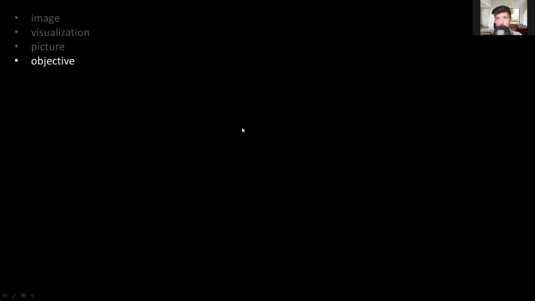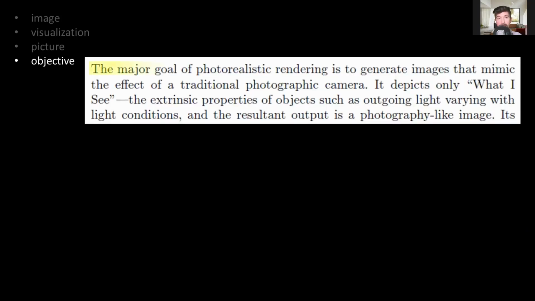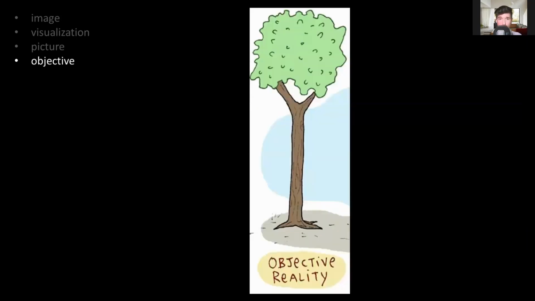So in order to answer this question, we should take a look at what objective and subjective mean within the scope of visual representation. In the book by Gang, we can take a look at what objective and subjective actually mean within the scope of visual representations. As Gang says, the major goal of photorealistic rendering is to generate images that mimic the effect of a traditional photographic camera. It depicts only what I see. So that's an objective part within it.